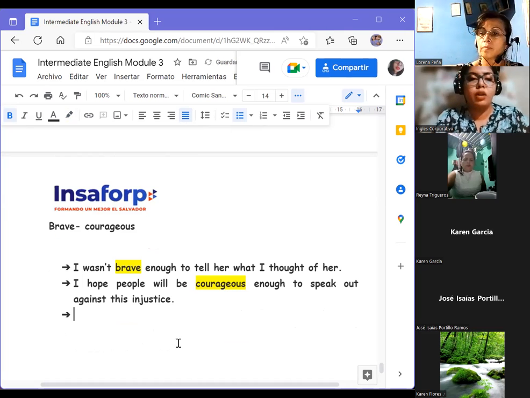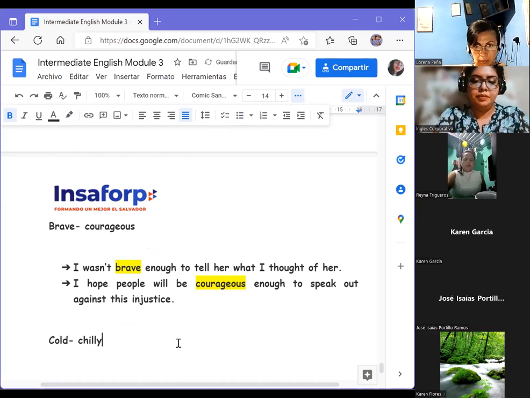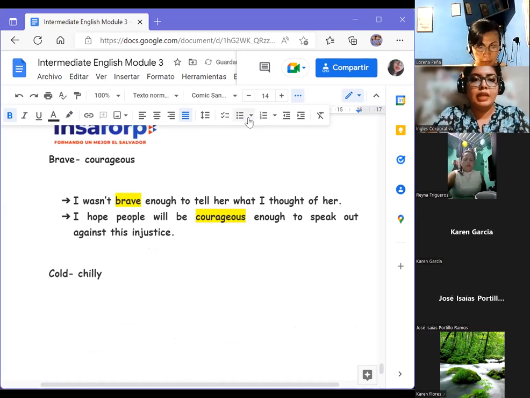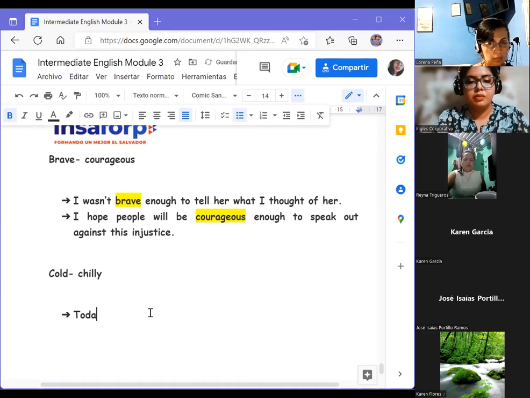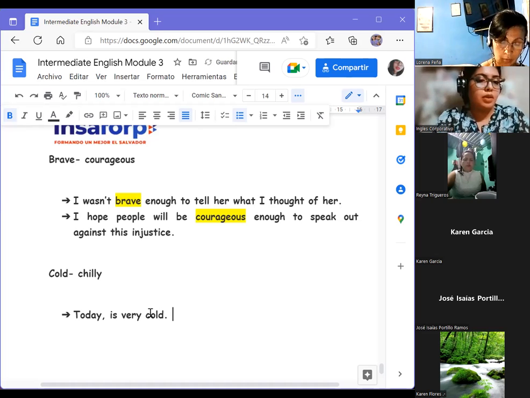Then we have cold and chilly. The examples that we have are, today it is very cold. And then we have, I was feeling chilly.